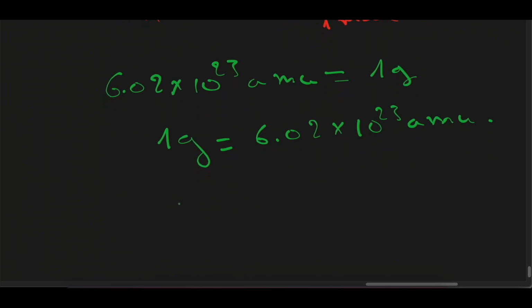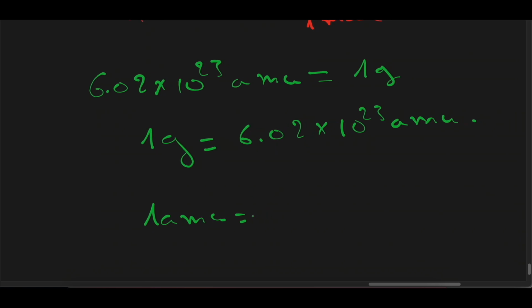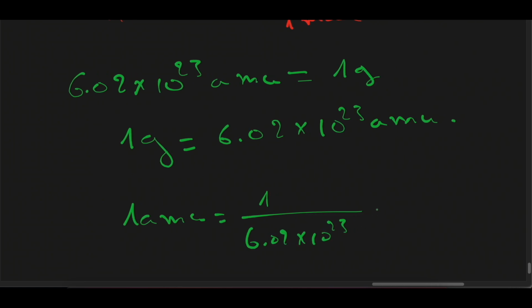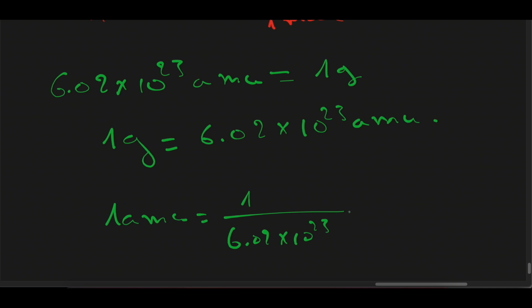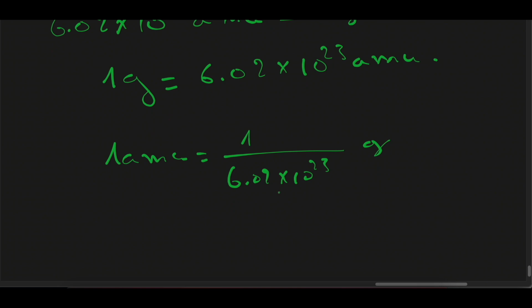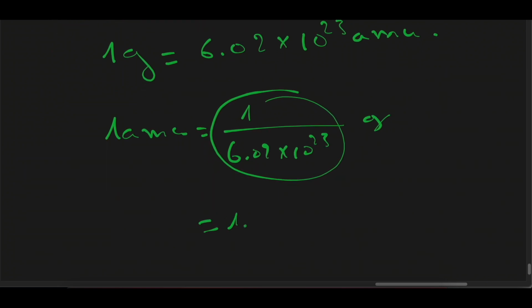Or we can write it differently. 1 atomic mass unit is equal to 1 over 6.02 times 10 to the 23, in grams. And this fraction is equal to 1.661 times 10 to the minus 24 grams.